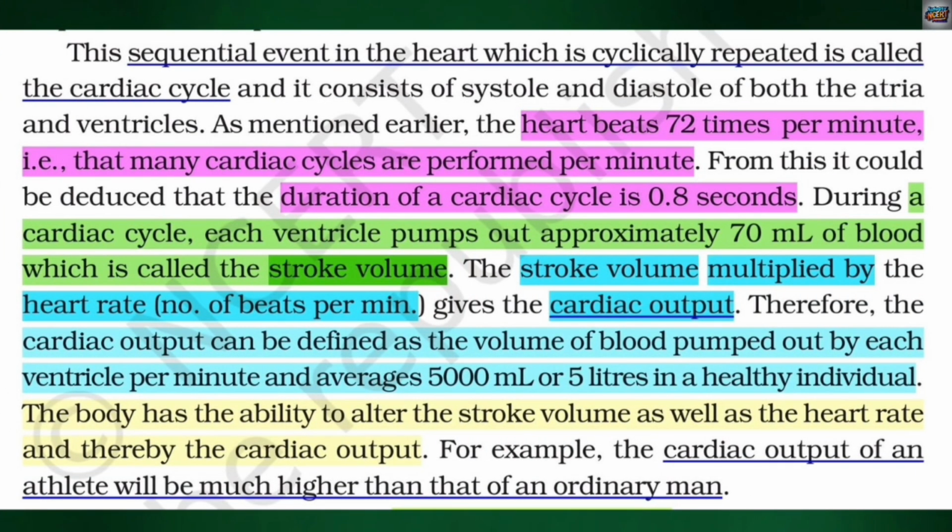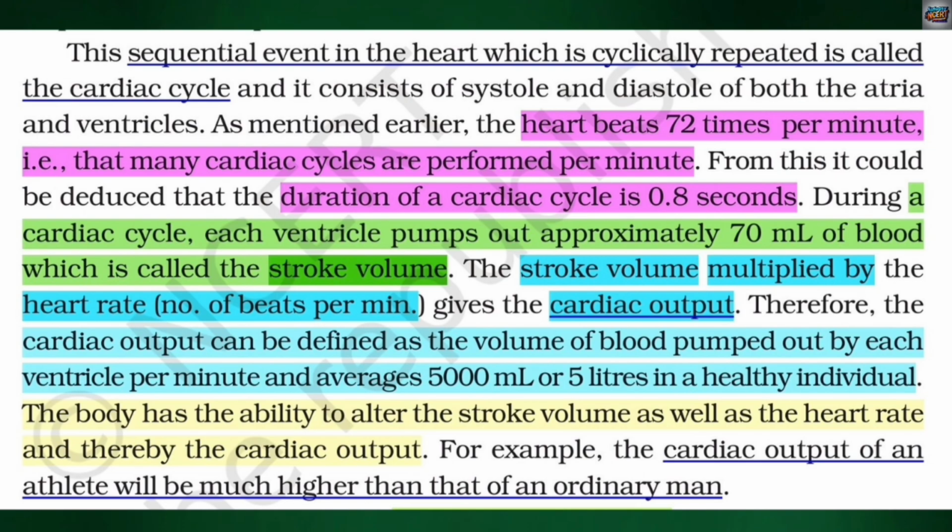This sequential event in the heart, which is cyclically repeated, is called the cardiac cycle, and it consists of systole and diastole of both the atria and ventricles. As mentioned earlier, the heart beats 72 times per minute. That is, that many cardiac cycles are performed per minute. From this, it could be deduced that the duration of a cardiac cycle is 0.8 seconds.